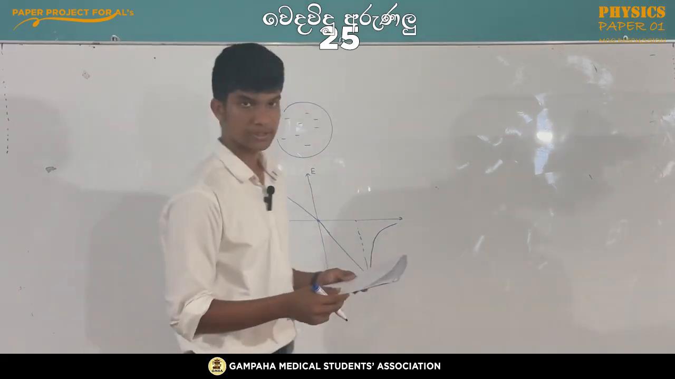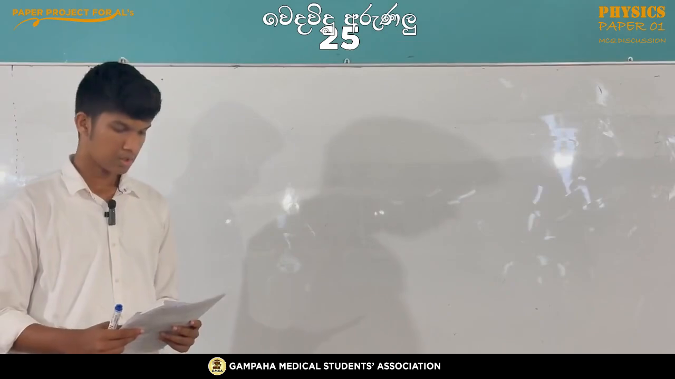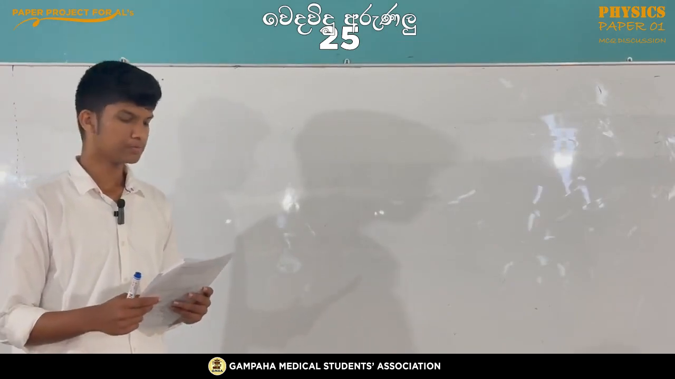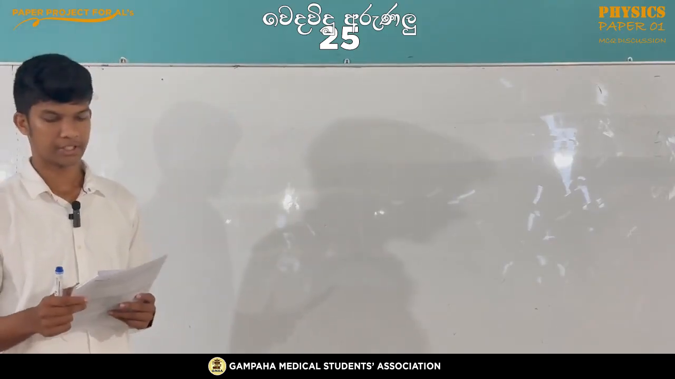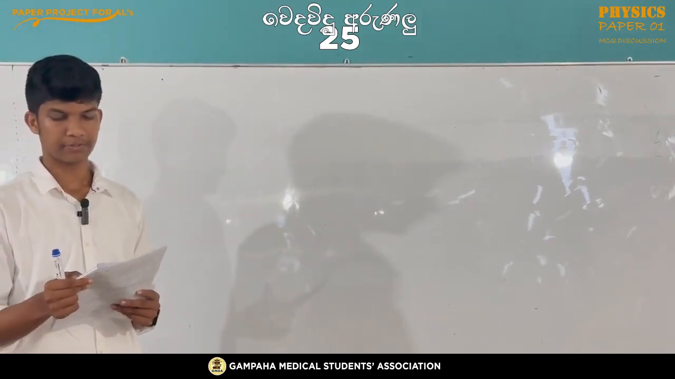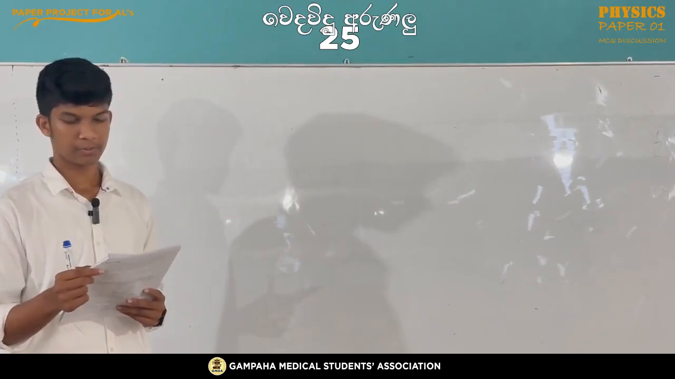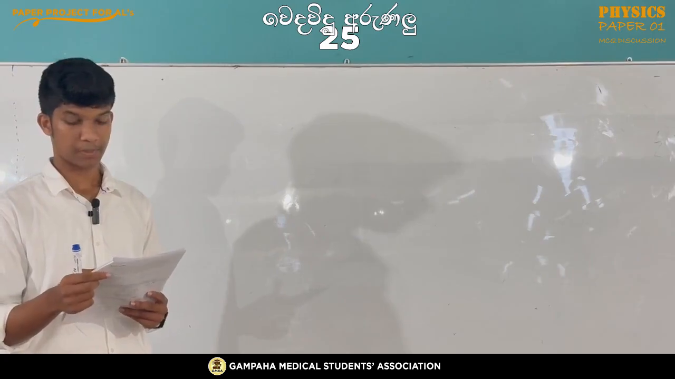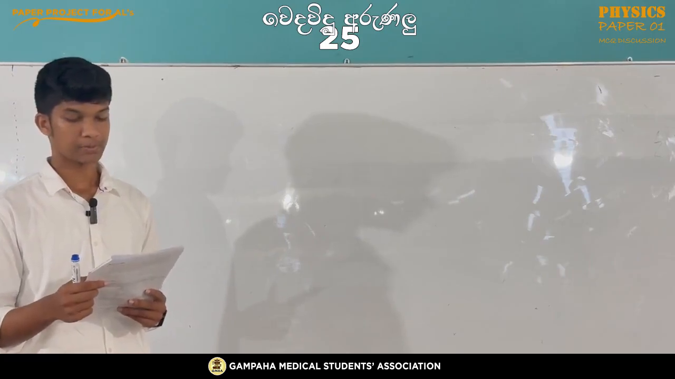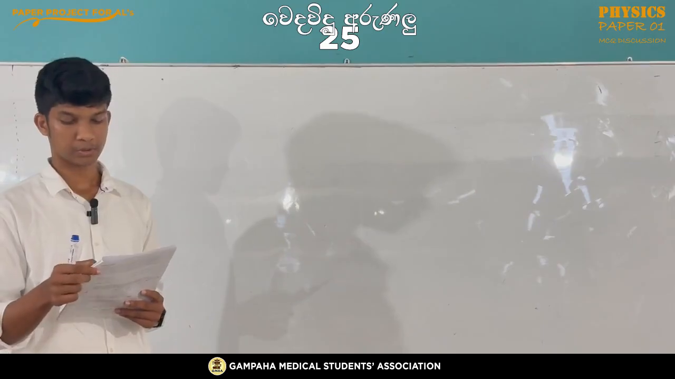So then the correct answer is the third answer. In question number 32, two long conducting wires are vertically placed about 50 centimeters away from each other. In the diagram, spokes with a resistance of 0.5 ohms and fuse F are present, and a conducting rod is placed on the spokes, allowing it to move on the spokes.